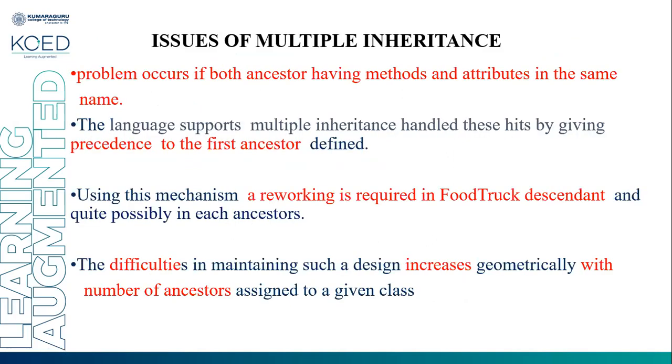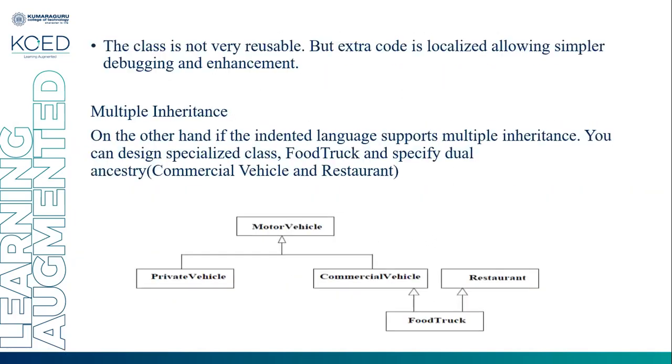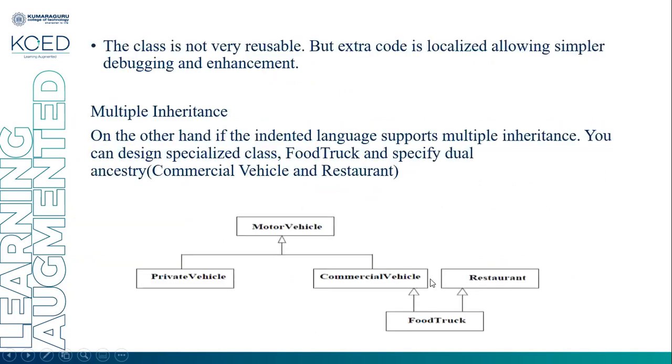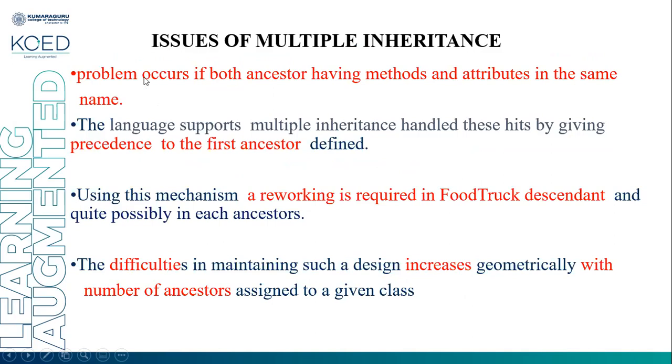In this condition, the food truck will have two ancestors: commercial vehicle and restaurant. This leads to multiple inheritance. So what are the issues in multiple inheritance? A problem occurs if both ancestors have methods and attributes with the same name. If the commercial vehicle and restaurant have attributes and methods with the same name, we will have a problem.